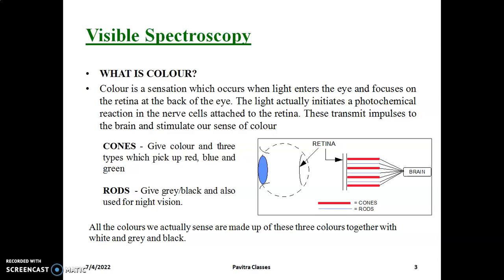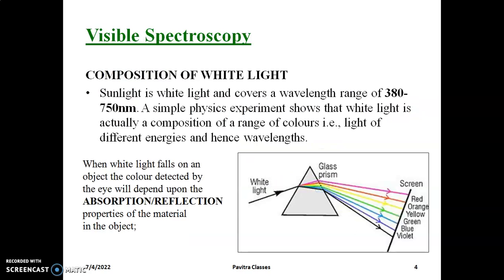The retina has two parts, the cones and the rods. Cones give the color. Majorly three types of color are picked up by the cones: red, blue and green. Rods take only grey, or black and white. So all the colors we sense are made from these three colors, red, blue and green, and with the rods, grey and black can be sensed.